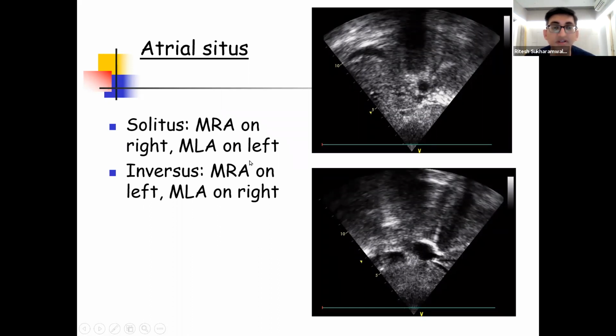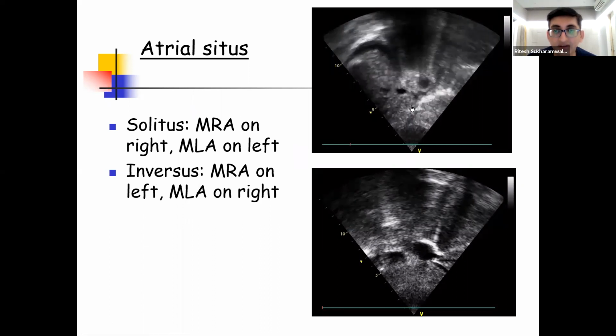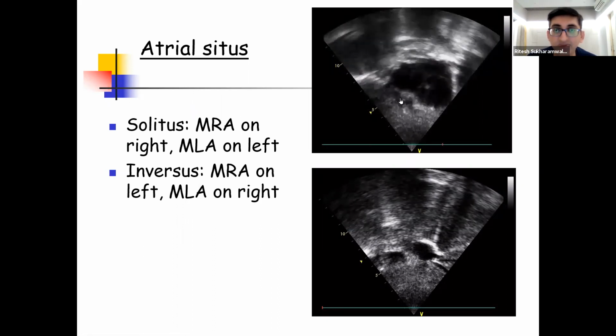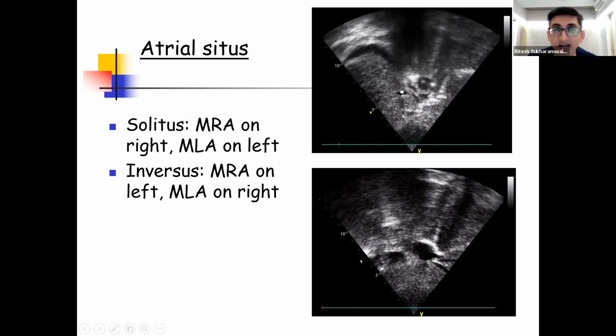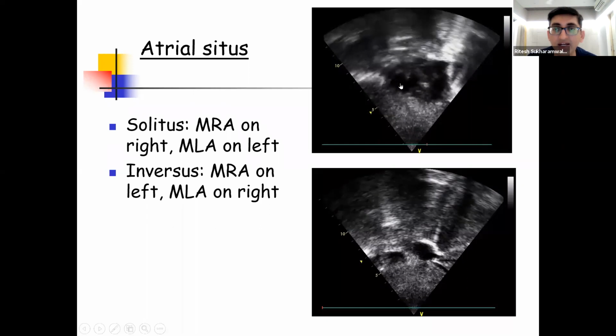But in case of inversus, when the whole body is inverted, the right atrium will be on the left side and the left atrium will be on the right side. As we can see over here, the inferior vena cava opens into the right atrium, and this right atrium is on the right side, and this is the left atrium where the pulmonary veins are opening. So the right atrium is to the right and the left atrium is to the left, and hence it is atrial situs solitus.